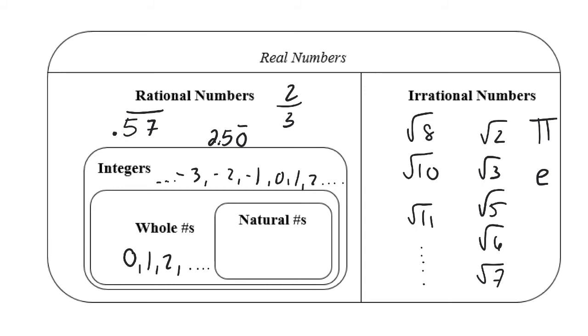Whereas whole number starts at 0 and it just keeps counting up. Anybody know what natural numbers, the difference? It's kind of ridiculous that we even have a name for it. I'm not going to quiz you on the difference of these two specifically because they're pretty much the same.